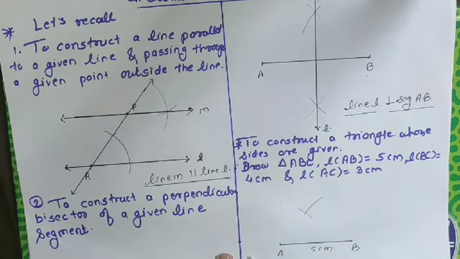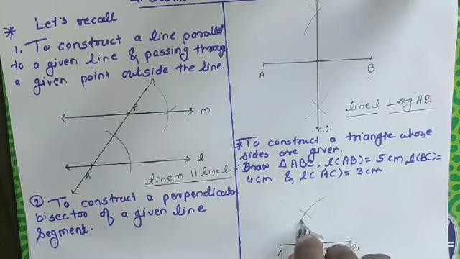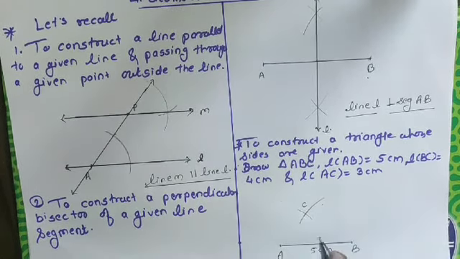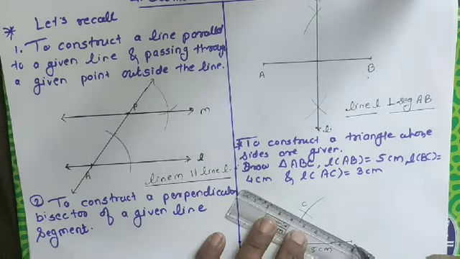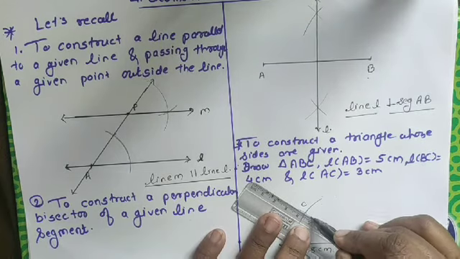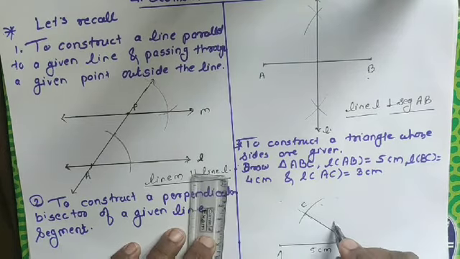Sometimes the arcs do not intersect. Don't worry about it, just change the distance and increase the length of the arc. Now after getting the point of intersection of both arcs, taking A as a center and B as a center, this is my point C. I have to join B and C. So this is my BC and its measure is 4 centimeter.